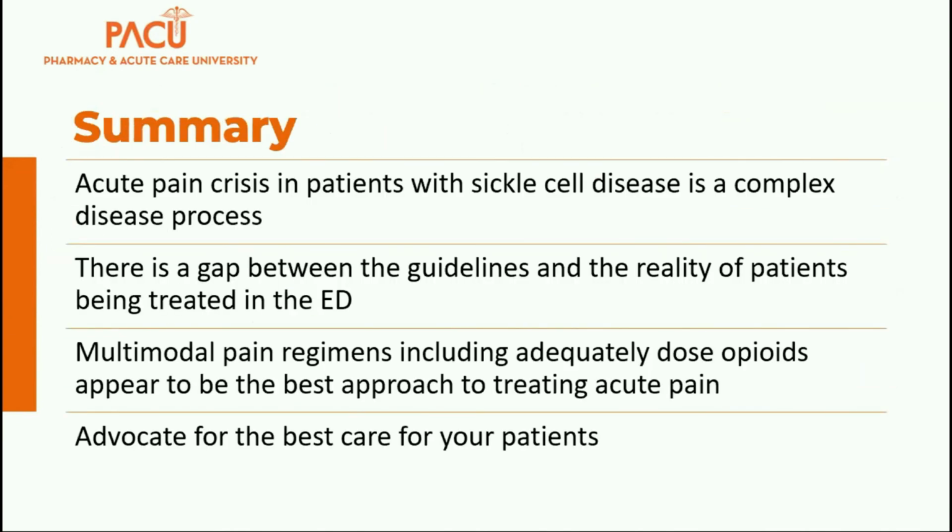All right, guys. So we're going to wrap up. Again, acute pain crisis in patients with sickle cell disease is a really complex disease process, and there is a huge gap between the guidelines and the reality for patients treated in the ED. Multimodal pain regimens including adequately dosed opioids appear to be the best approach to treating acute pain, and advocate for the best care for your patients, your family members, and everyone that are sickle cell warriors. So that's really our big takeaways from all of this.